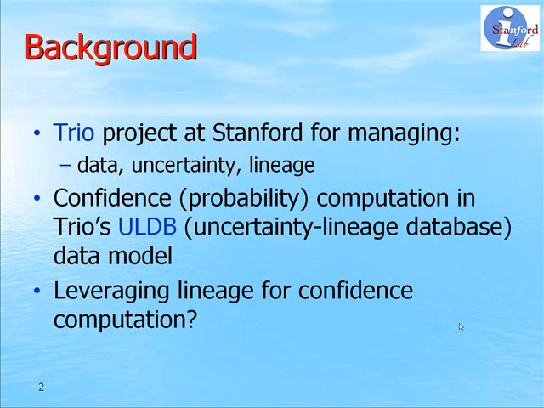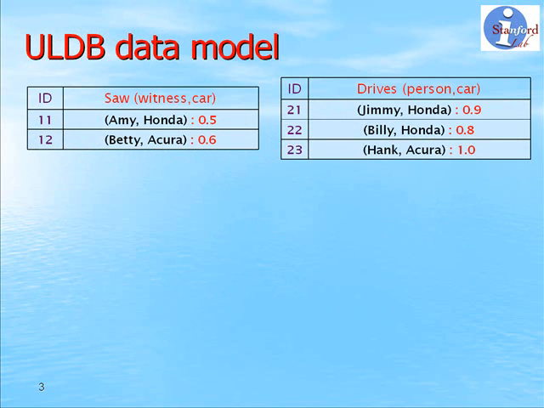The TRIO project at Stanford is building a DBMS for managing data, uncertainty, and the lineage of data. In our paper, we address the problem of computing confidence values in TRIO's data model, called ULDB, which stands for Uncertainty Lineage Databases. The specific question we address is how we can use the lineage feature in ULDBs to make confidence computation more efficient. Let me give you a very quick example to describe the ULDB data model.